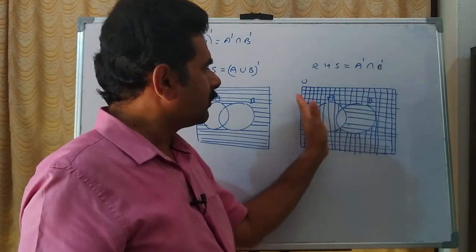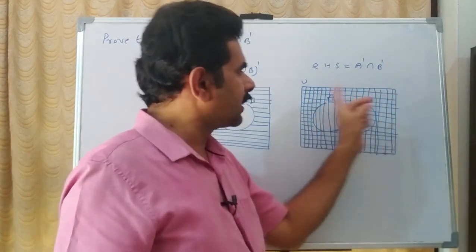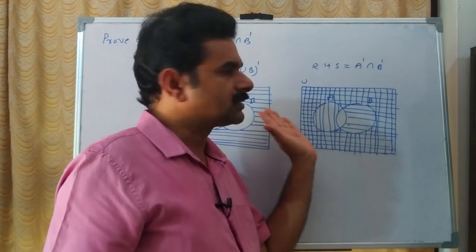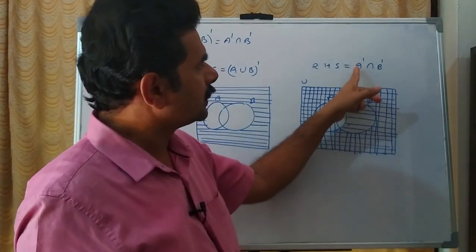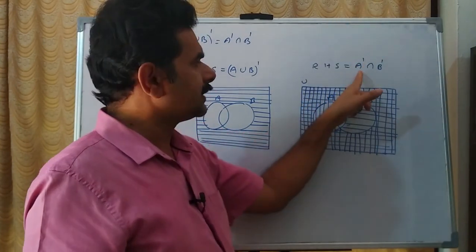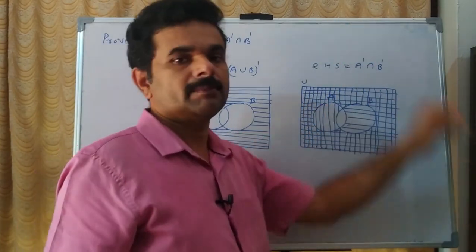Then what will both horizontal and vertical lines represent? That is representing both A complement and B complement. That is A complement intersection B complement.